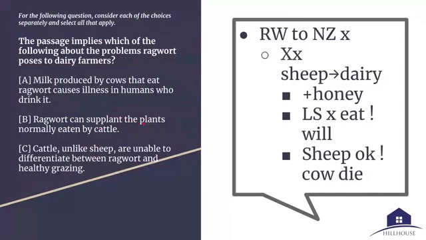Ragwort can supplant the plants normally eaten by cattle. So we don't have anything in our notes about it supplanting the normal plants. Cattle, unlike sheep, are unable to differentiate. Well, we see that the sheep are okay, but it doesn't say anything about differentiating. So just like I said, maybe my notes could have been a little bit better. So I have livestock don't eat, but they will.